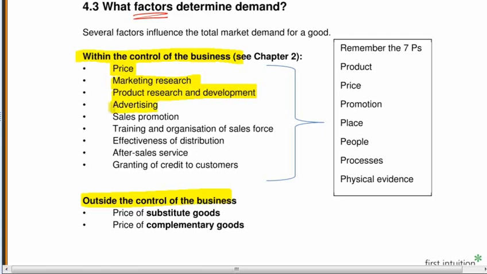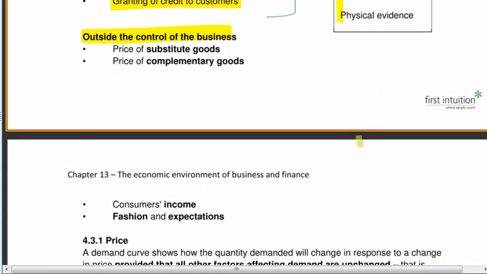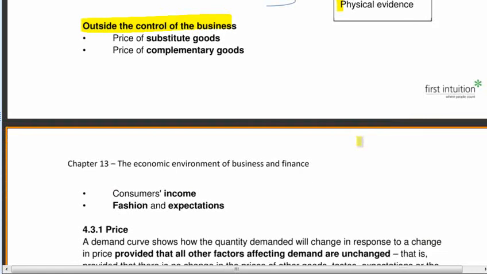Have we advertised? Have we done any sales promotions? Have we trained our sales staff? How effectively can we distribute our goods? Is there any after-sales service? Are we going to give credit to customers? Now, we've covered some of this stuff in previous chapters, haven't we? And you may remember the 4 Ps for goods or the 7 Ps in the marketing mix for services. These are the sorts of things we're talking about that are within the control of the business. But actually, as far as this chapter is concerned, things outside the control of the business are more important.